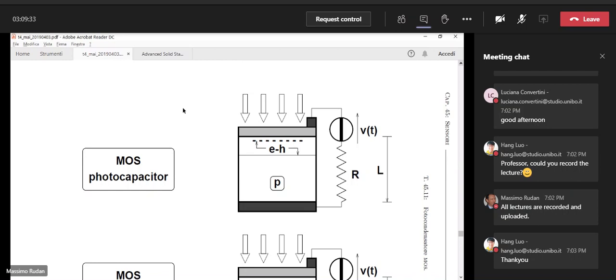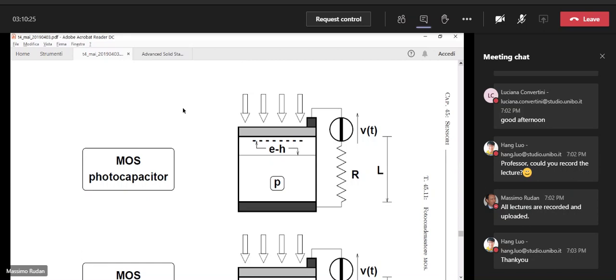And assume that we bias the MOS capacitor by applying a voltage to the gate such that the MOS capacitor goes into the strong inversion condition, okay? However, the applied voltage is a pulse. So initially, the MOS capacitor is in the flat band condition. So you remember the electric potential is uniform everywhere, and there is no net charge anywhere in the semiconductor.